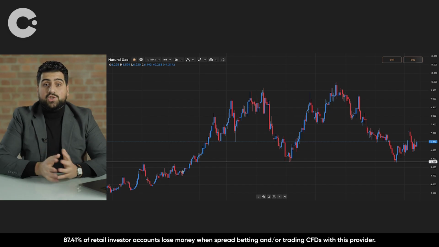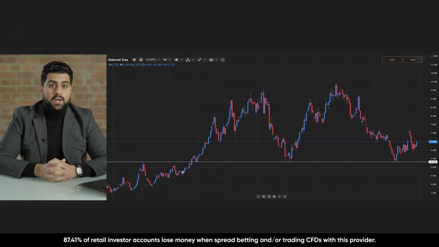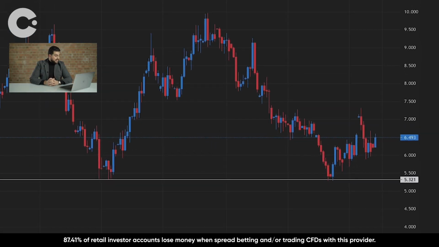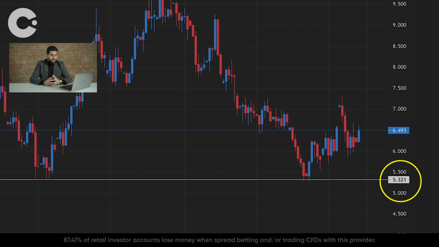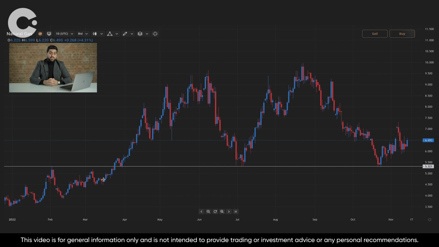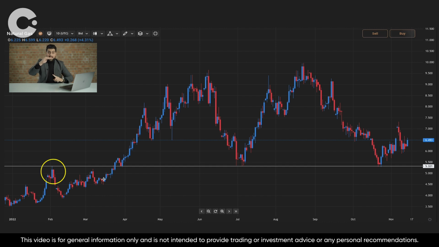So what we're looking at here is a chart of natural gas, and it's a one-day chart. Each candle represents 1 day of trading. Now, if you look at the level there, I've drawn it, it's 5.321. And that was a previous high back in February 2022, earlier this year. What happened was the market hit that resistance level. So the market came up, hit that resistance level, and it moved lower.